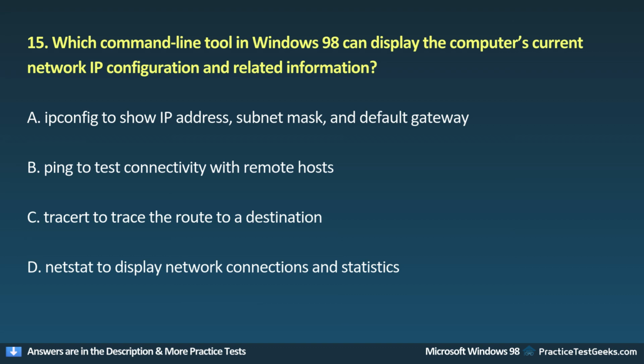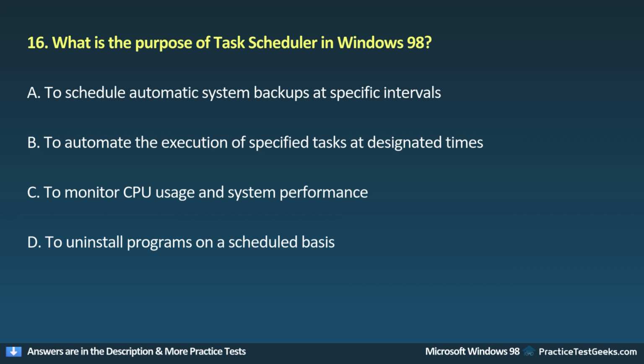A. ipconfig to show IP address, subnet mask, and default gateway. B. Ping to test connectivity with remote hosts. C. Tracert to trace the route to a destination. D. Netstat to display network connections and statistics.